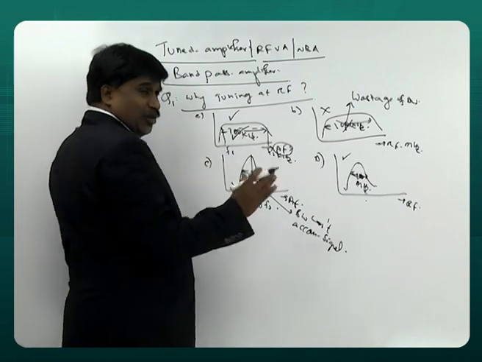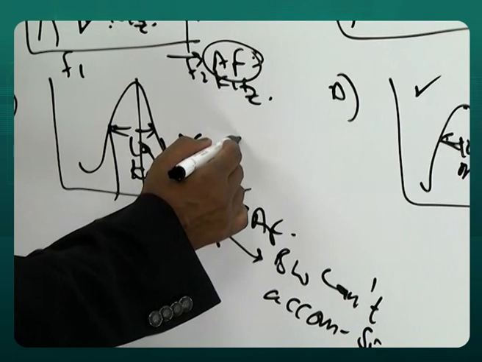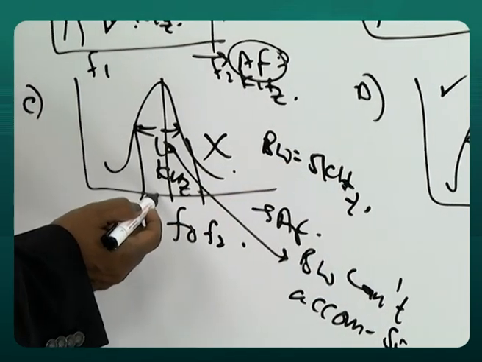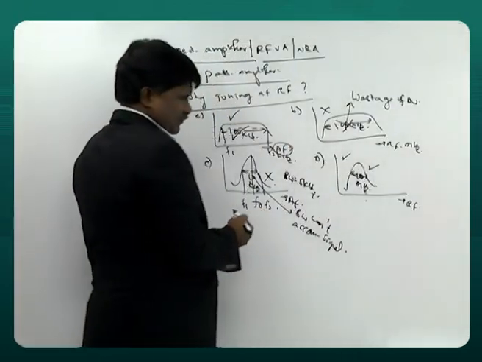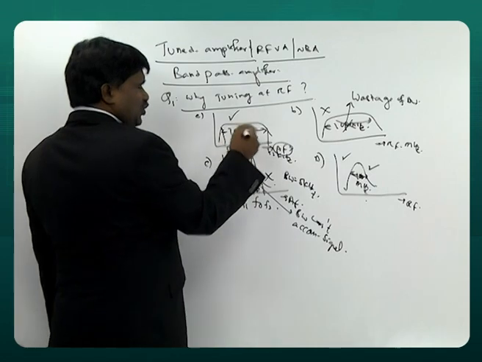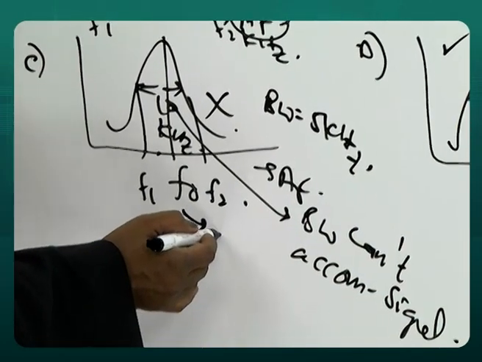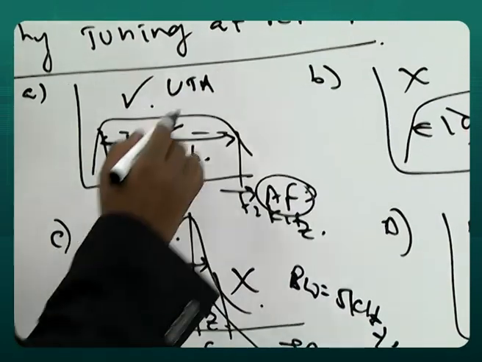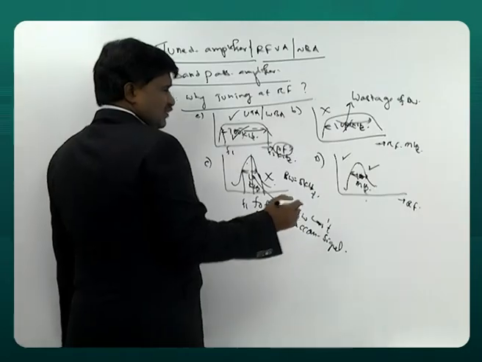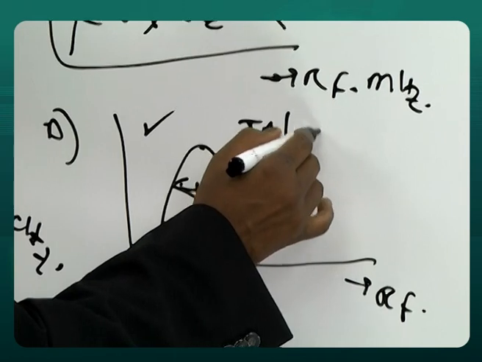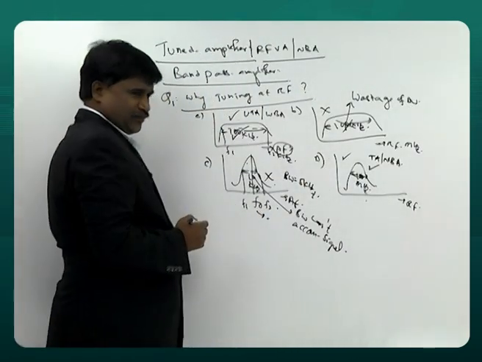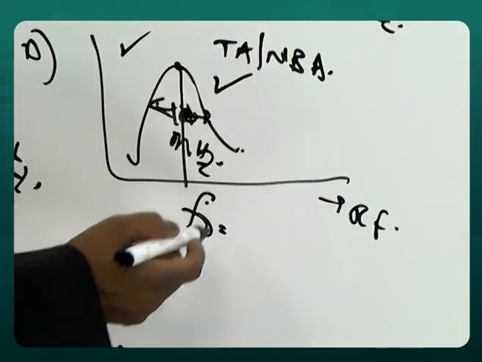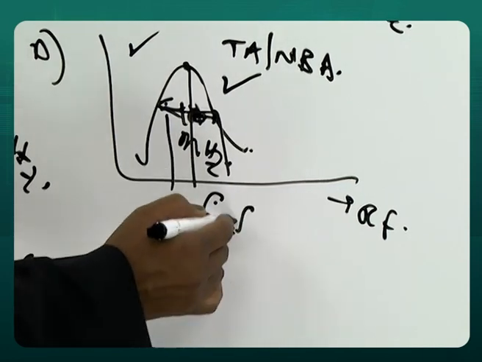For example, you take a video signal, bandwidth is 5 mega. 5 mega you cannot accommodate here, whereas 5 mega can accommodate here. This is called the tuned frequency. There is a tuning here, no tuning here. This is called an untuned amplifier, wideband amplifier. This is called a tuned amplifier, narrow band amplifier. When the bandwidth is less at tuning, though the center frequency tuned is F0, the bandwidth is F1 and F2.